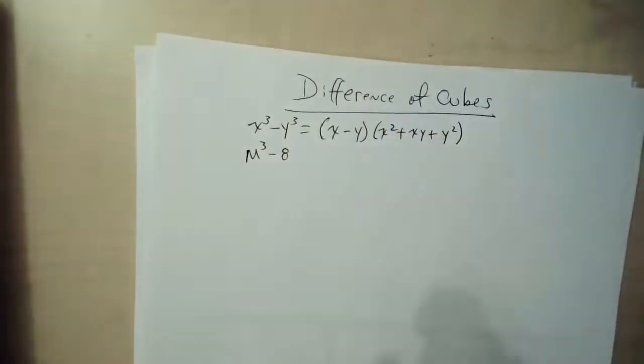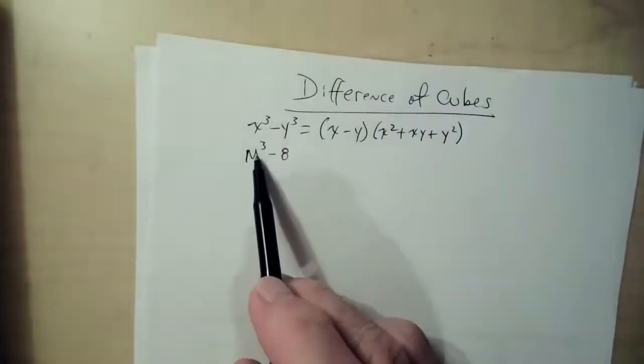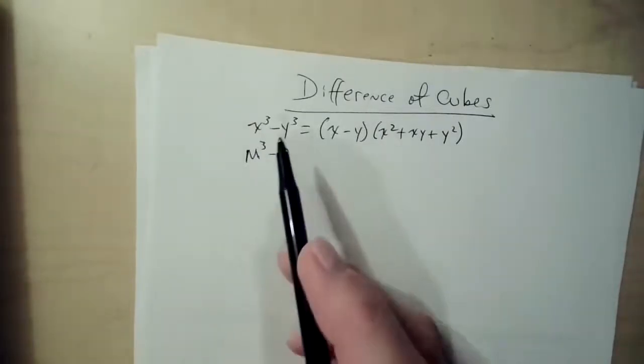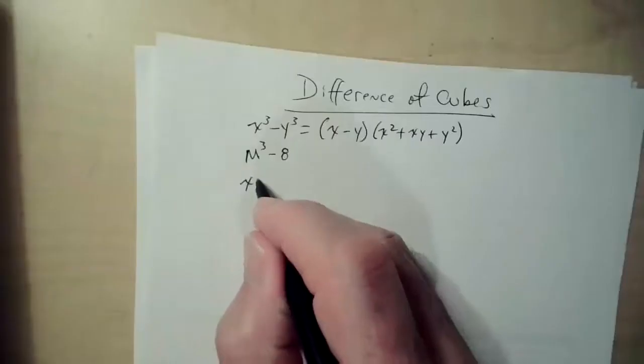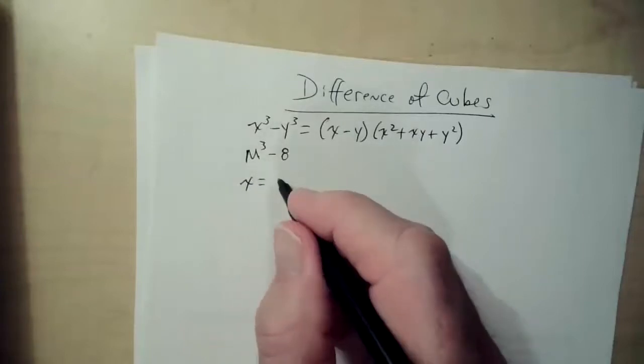Okay. Difference of cubes. If we have m cubed minus 8. Okay, if x cubed is m cubed, then what does x equal?